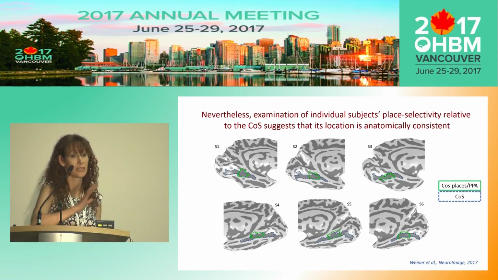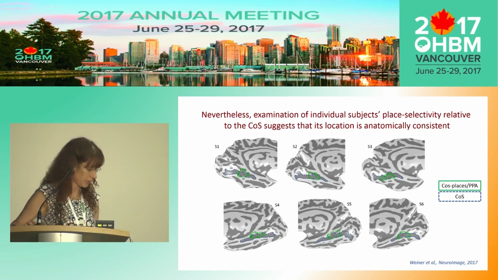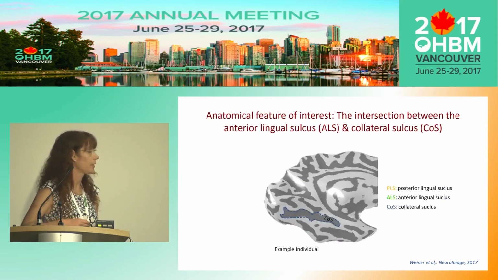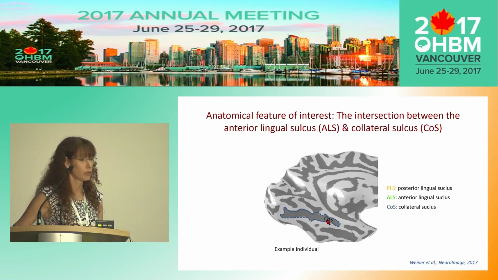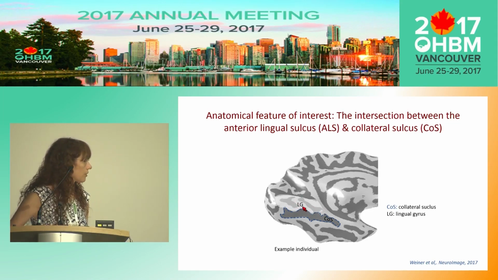Nonetheless, you can see that it actually doesn't seem so variable in its location across these individual participants, so perhaps there is more to functional structural coupling. In order to look at this more deeply, I'll first show you one individual brain and highlight some important anatomical features. Again, I'm highlighting the collateral sulcus with this dashed blue line. Superior to the collateral sulcus is an anatomical structure called the lingual gyrus, which is shaded here. And the lingual gyrus contains 2 sulci, the posterior lingual sulcus, PLS, and the anterior lingual sulcus, the ALS.